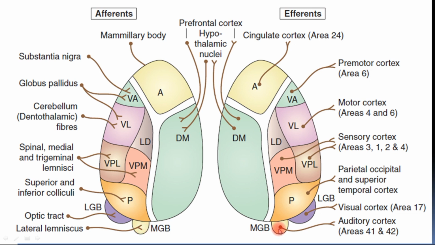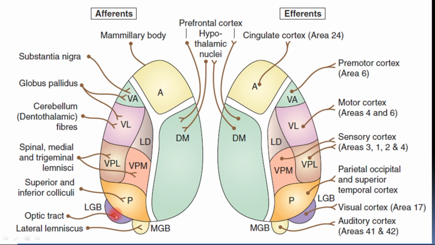This was the afferent, and then let's see its efferent. When it synapses here, cell body with cell body, the next neuron arises from the medial geniculate body and sends its signal to the auditory cortex, which is area number 41 and 42. So the medial geniculate body is the relay center for auditory sensation.